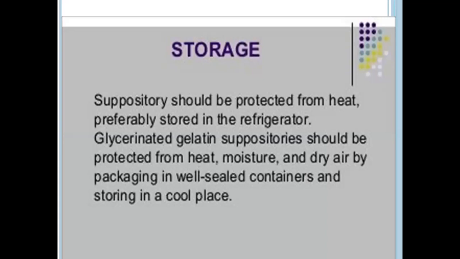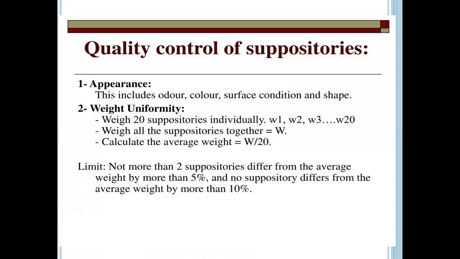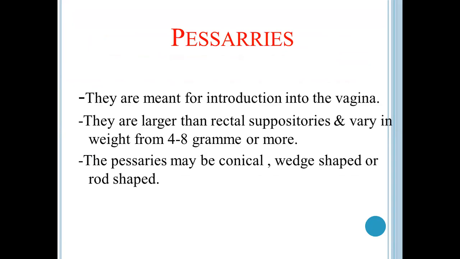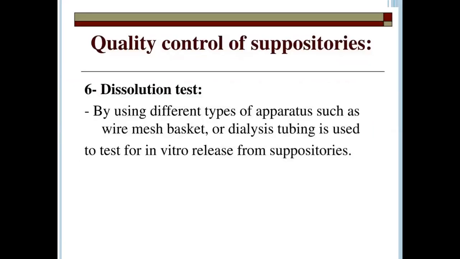And the next point, storage of suppositories. They may be stored in the refrigerator, because when they are exposed to heat or temperature, they melt. Then the last point in suppositories, we discussed quality control tests: appearance, weight variation, melting point or melting range, and lastly dissolution and disintegration tests. So from this chapter, as we saw, vaginal suppositories are also known as pessaries.